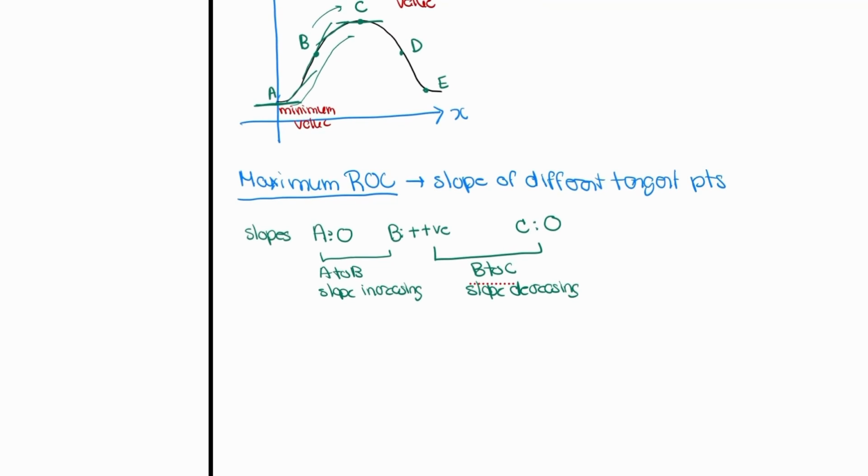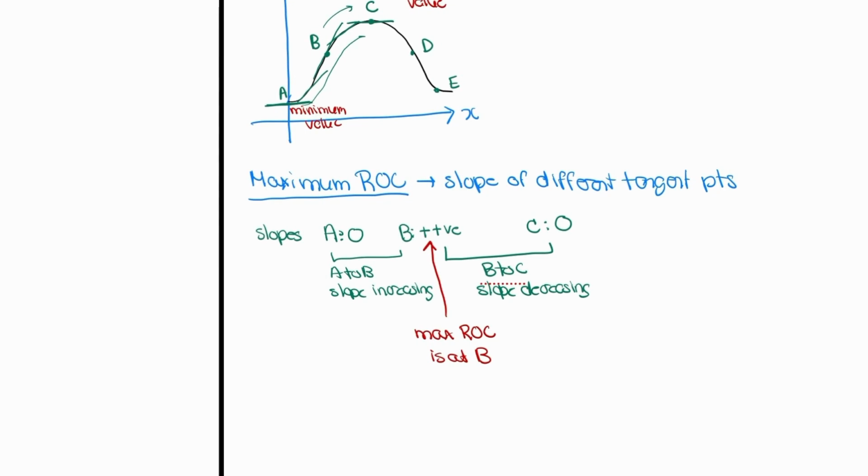And this point right in the middle, where it's positive, positive, positive, is our maximum rate of change, which is at B. So the takeaway here is that the maximum instantaneous rate of change occurs midway between the min and max value. Max IROC occurs midway between min and max value.